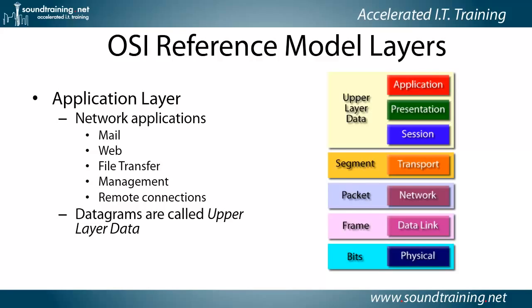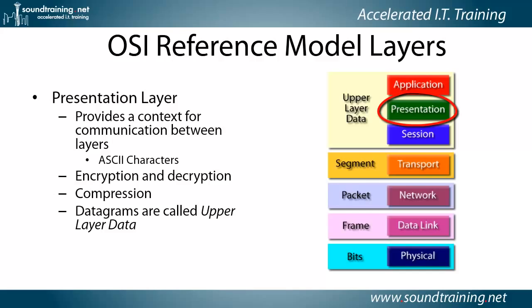First of all, we'll start at the very top at layer 7. That's the application layer. This is where you find network applications such as mail, web, file transfer, management through SNMP, remote connections such as with Telnet. Now, when we talk about applications, people immediately think of things like Microsoft Word or Outlook or PowerPoint, and those are the applications that would connect here if they needed a network connection. But generally, when we talk about applications, we're talking about network-specific applications, again, file transfer, web services, that sort of thing. At layer 7, the datagrams are called upper layer data. In fact, at the top 3 layers, they're all kind of lumped together, and the datagrams are called upper layer data.